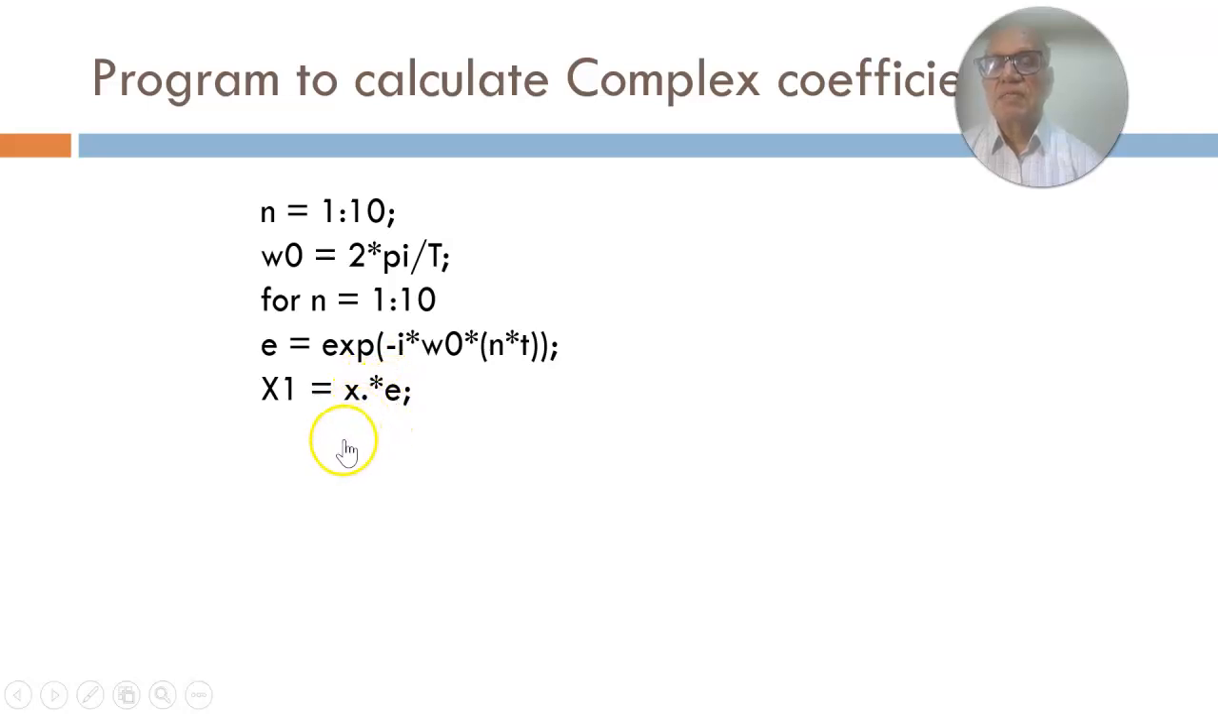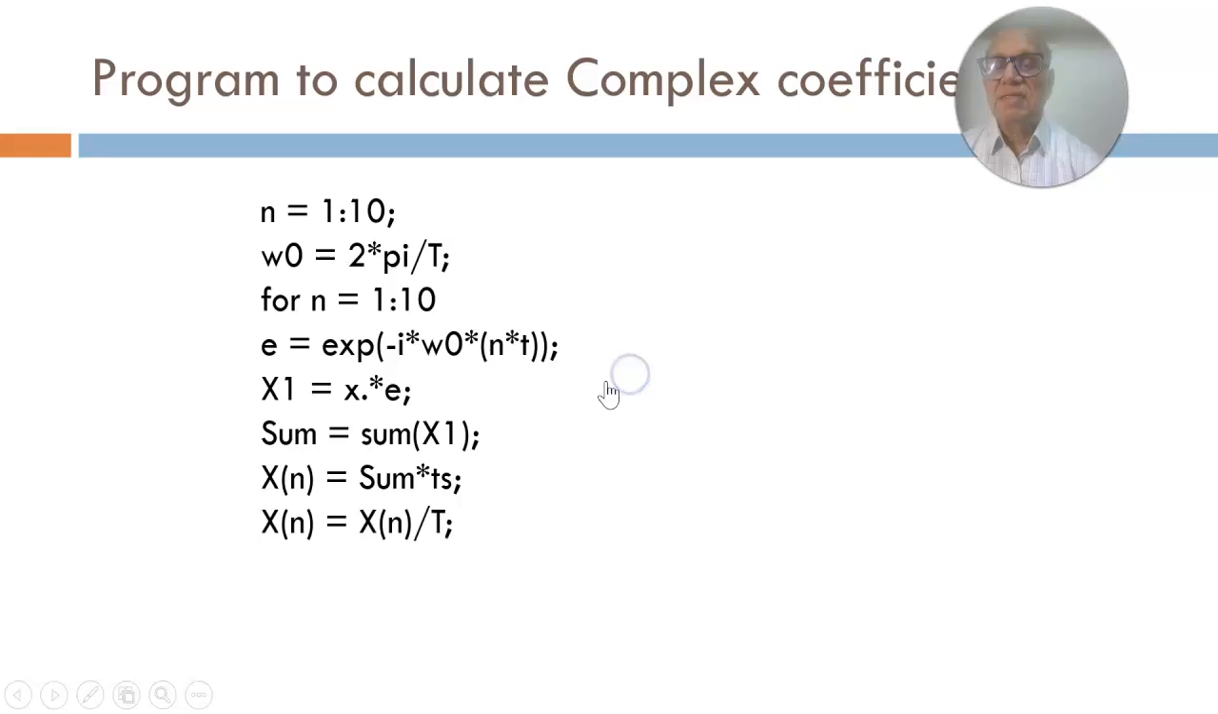Remember this is a sample by sample multiplication. So you can't use just x * e, otherwise it will consider it as a vector matrix multiplication, but we want point-wise multiplication. So we say x .* e. Then we sum this. Understand that we have to integrate this. So we sum it and then multiply the sum by sampling time, that is Ts. Then we also have to divide it by T. So you have got your complex coefficients now.